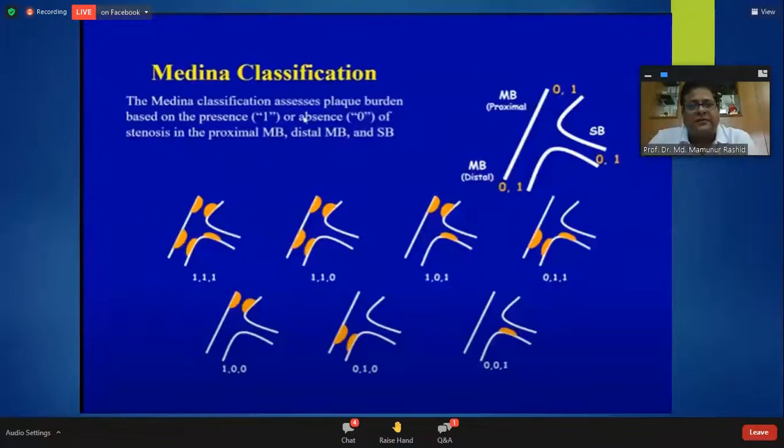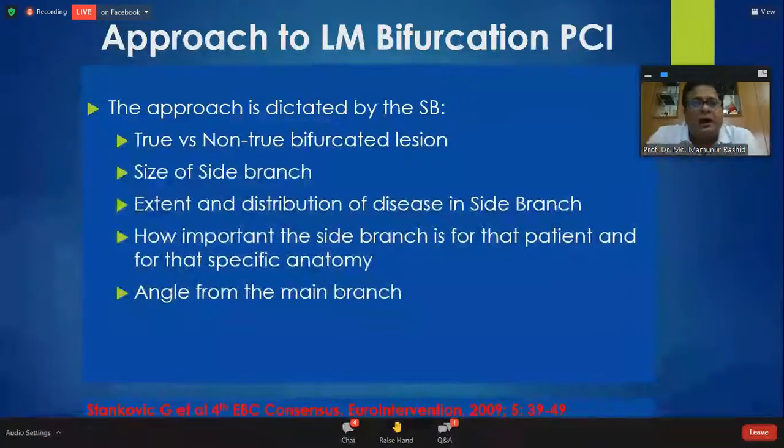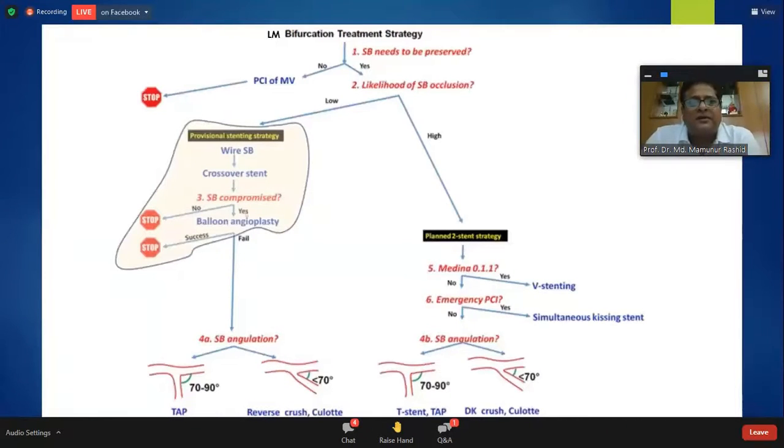Now there are many classifications of the bifurcation lesion, but the Medina classification is well accepted. Here the true bifurcation lesions are 111 and 0111. In approaching left main PCI, we consider whether it is a true or non-true bifurcation lesion, the size of the side branch, extent and distribution of the disease in the side branch, how important the side branch is for that patient and for that specific anatomy, and the angle from the main branch. And this is one of the algorithms for the strategy.